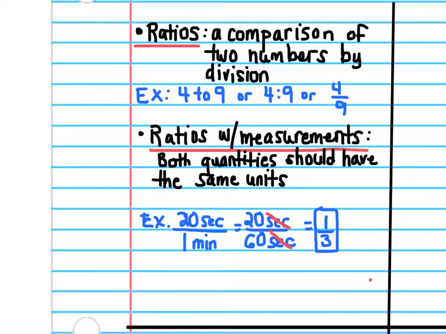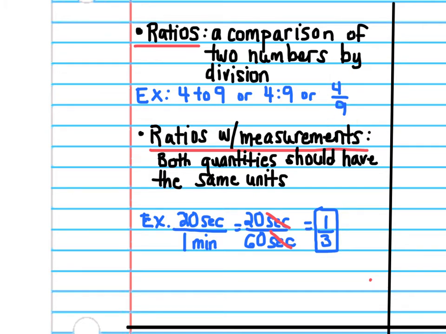So here we have the definition of a ratio, and ratios are a comparison of two numbers by division, and there are 3 ways to compare a ratio. You can use the word "to" in the middle, you can use the colon symbol in the middle, or you can use the division bar. So for today, we're going to be writing them as fractions.